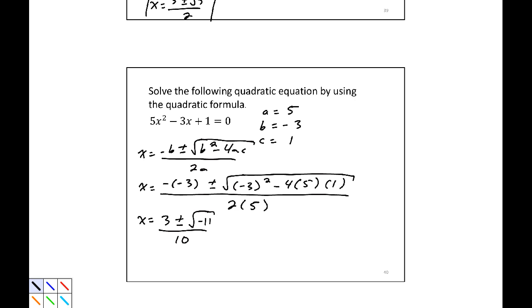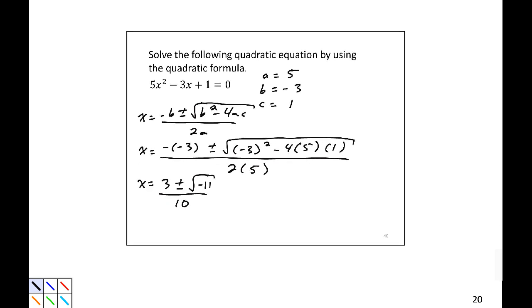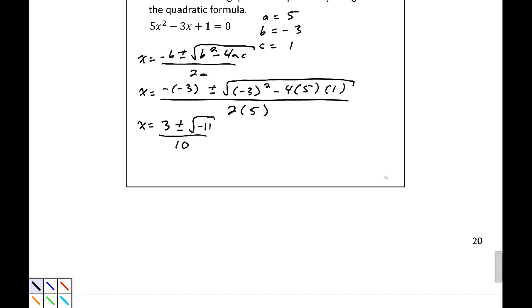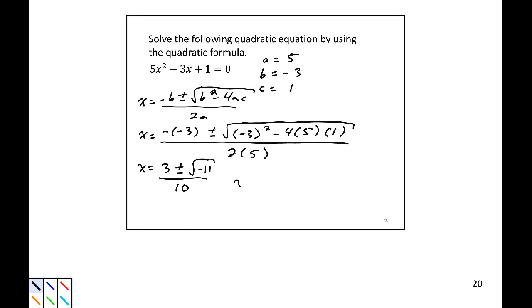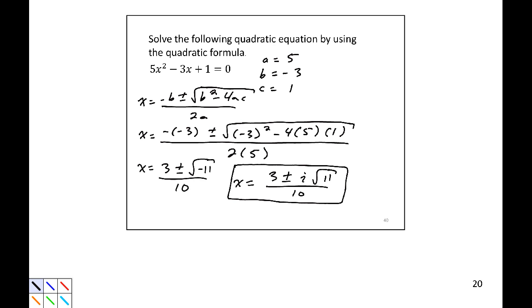Well, it doesn't look like we can simplify the square root of negative 11 any. However, we can write that with an i. So this is x equals 3 plus or minus i root 11 divided by 10. And nothing is divisible, or they don't all have anything in common, so that is our simplified answer. Notice there are 2 complex solutions.